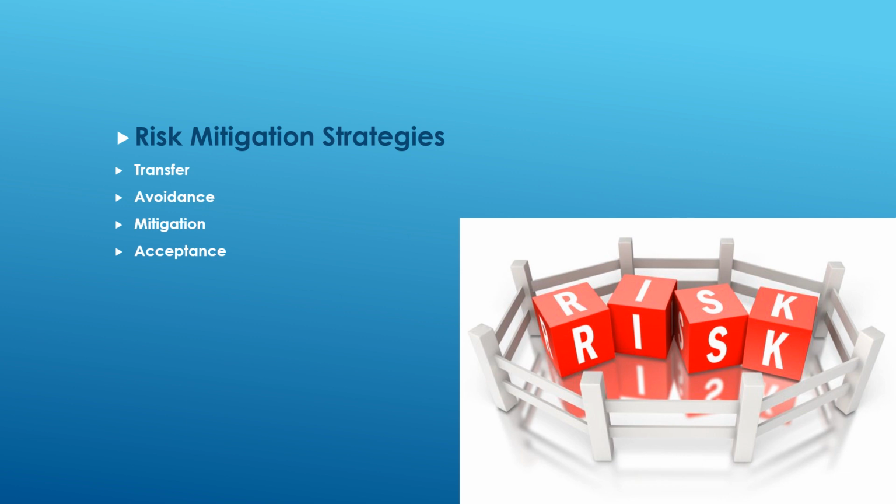transfer, risk avoidance, risk mitigation, and risk acceptance. Now, risk transfer can be done in two ways: insurance, and contracts and agreements. Insurance involves transferring the risk to an insurance company by purchasing insurance policies that cover specific risks.